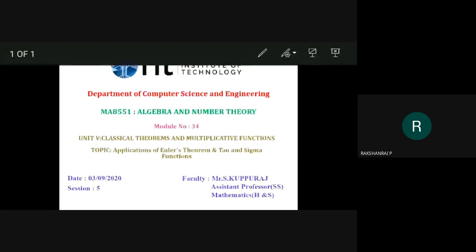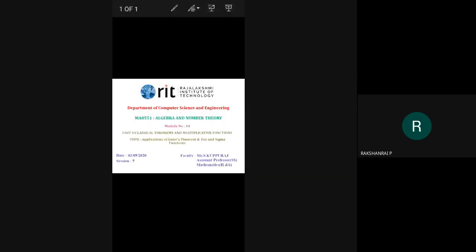The definition of Euler's phi function is: let M be a positive integer, then Euler's phi function, which can be represented as phi of M. Phi of M means the number of positive integers less than or equal to M and relatively prime to M. And we proved some theorems based on Euler's theorem. A positive integer P is a prime if and only if phi of P is equal to P minus 1.